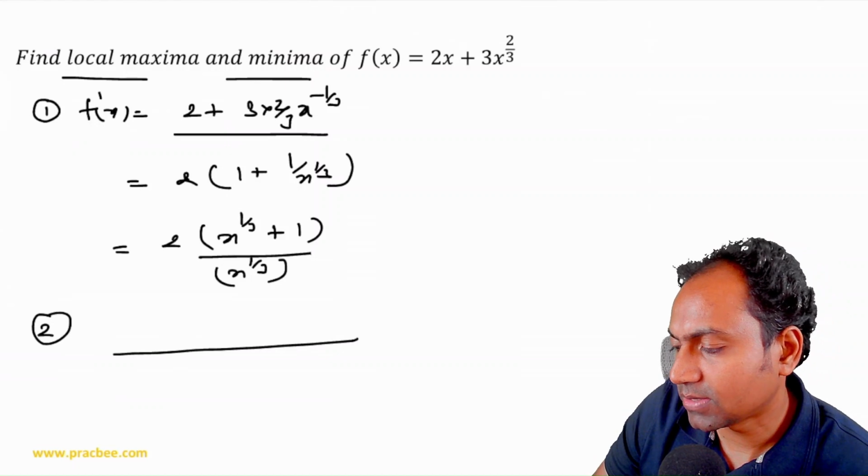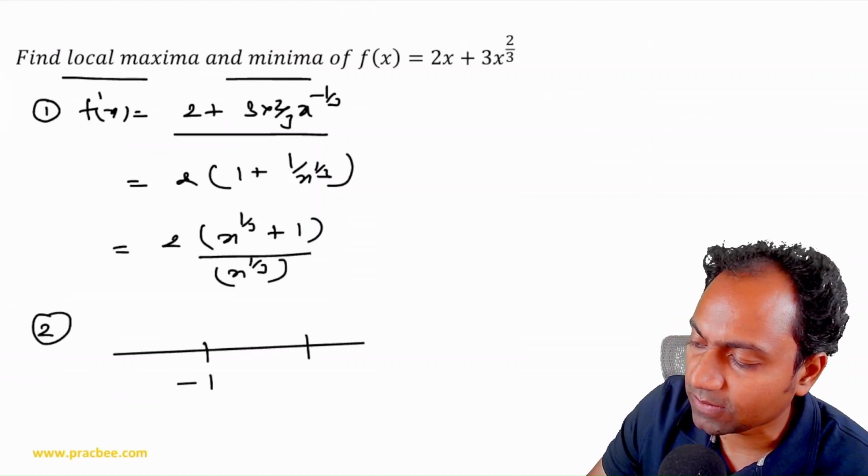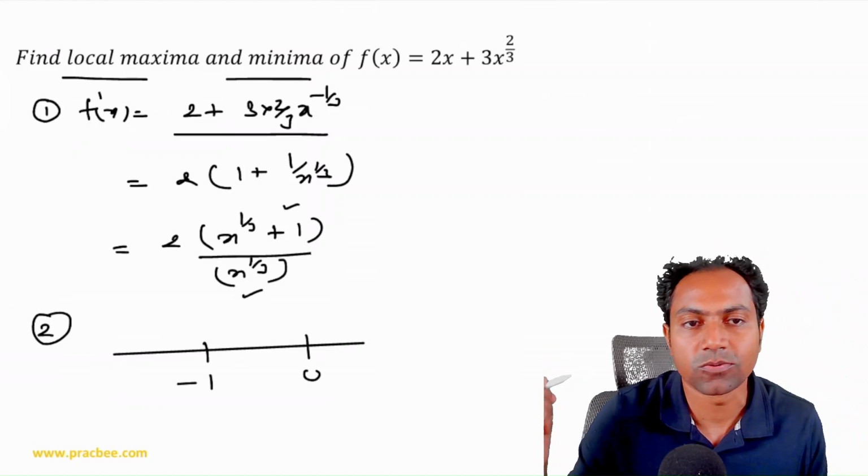So let us see where the sign of this derivative will change. There are two important points: one is minus 1, another one is 0. If you put this equal to 0, you will get minus 1. If you put this equal to 0, you will get 0.